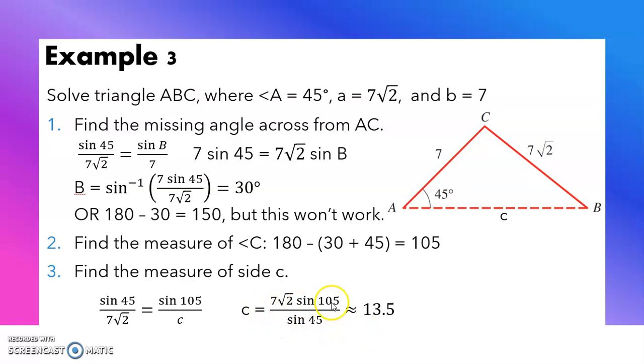And again, you just want to be very careful how you type this in. You might want to do it in several steps to make sure that it's not grouping things in a way that you don't want it grouped. But I got 13.5 for that. So we're going to do another example next.